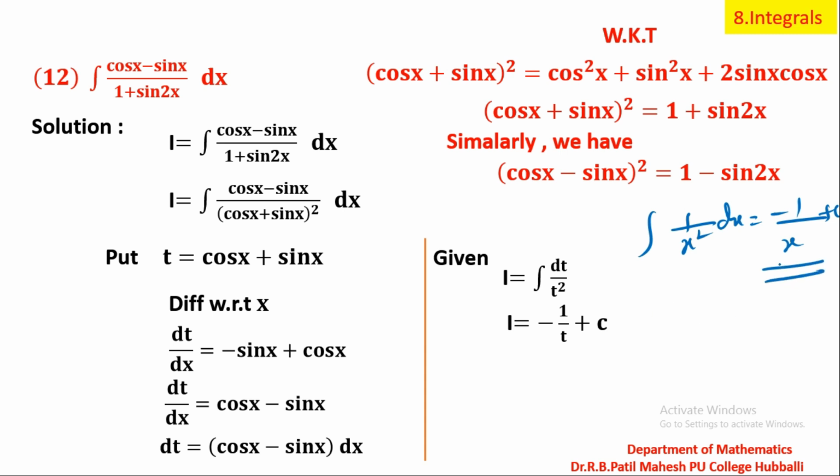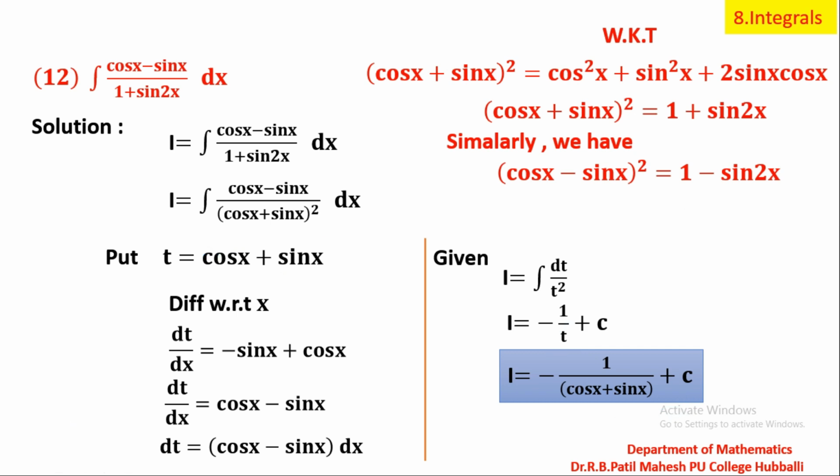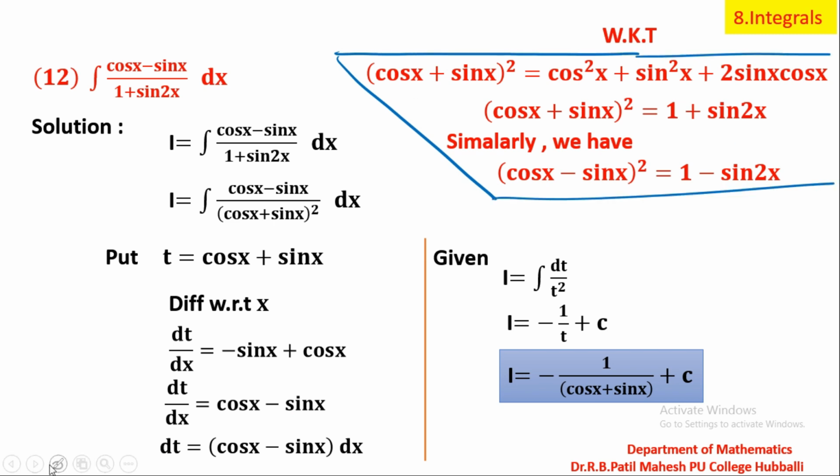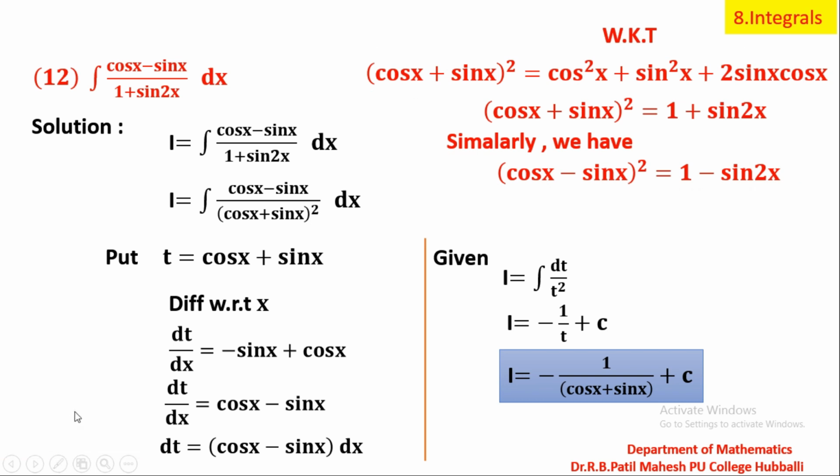Please remember this. And now I am going to replace the t value, that is minus 1 upon t, where t is cos x plus sin x. So finally we arrive at the answer I equals minus 1 upon cos x plus sin x plus c. Hope you understood. The very important task in this question is the substitution. You must remember this, then everything becomes simple by the method of substitution. Hope you followed. Let me go to the next one, 13.